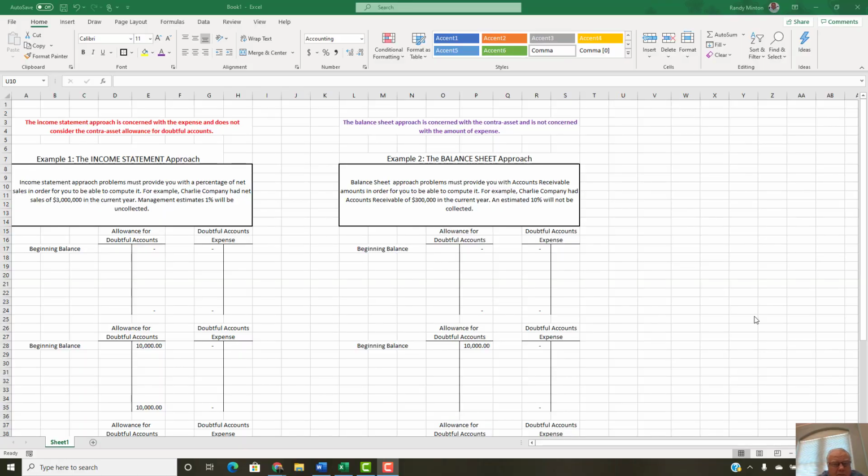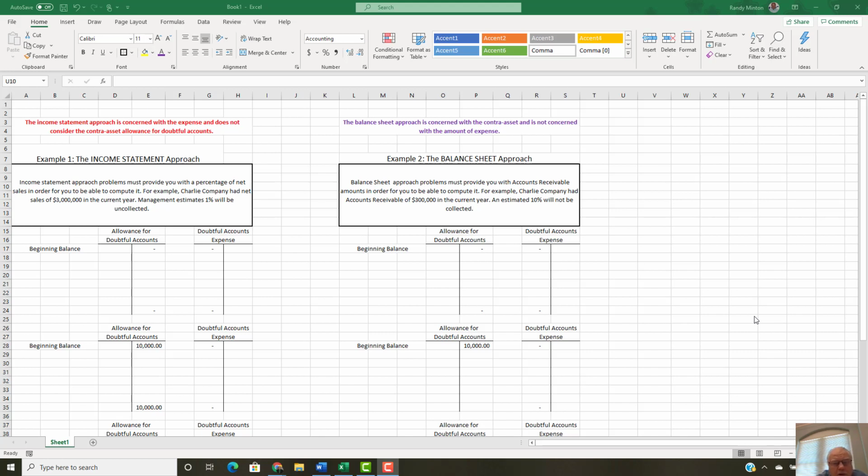Good morning. This is Professor Minton, and today what I'd like to do is to deal with one specific area of accounts receivable and uncollectible accounts. And that's because this is probably the most difficult area for you students to understand. And so what I want to do is kind of walk you through a couple of different scenarios in each of the methods that we could employ, one being the income statement approach and the other the balance sheet approach.